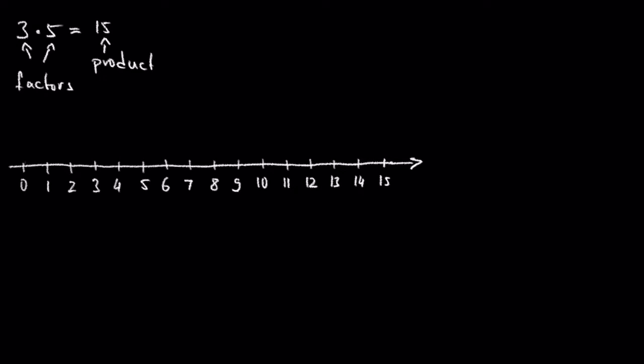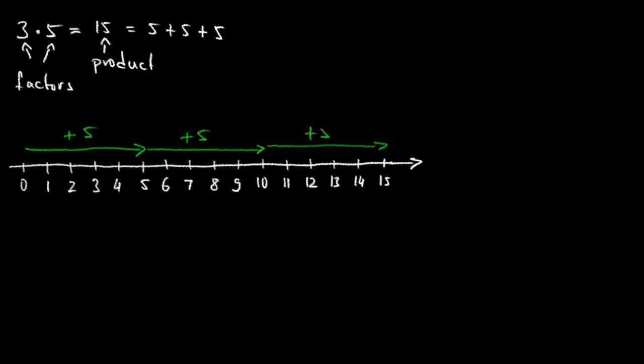Multiplication is the repeated addition of the same number. 3 times 5 is equal to 5 plus 5 plus 5. Let's show that on the number line. We have 3 arrows with a length of 5. The product is below the tip of the last arrow.